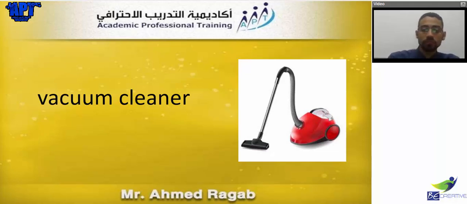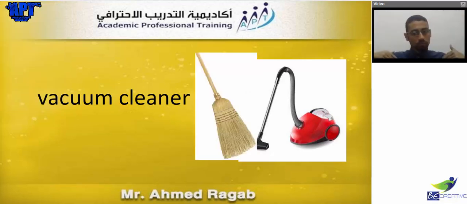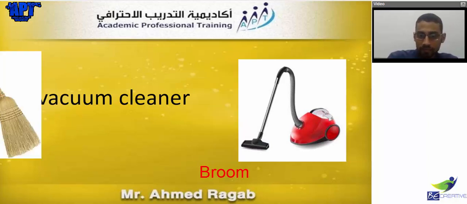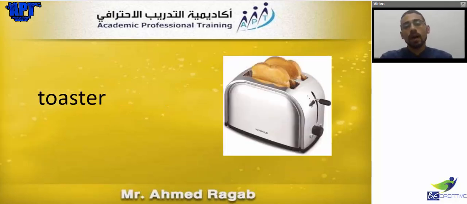So what's this? This one is called a vacuum cleaner. This one is called what? Yes, this one is called a broom. Again, broom. So the manual one is the broom. The other one, the electrical one, is called vacuum cleaner. Let's continue.